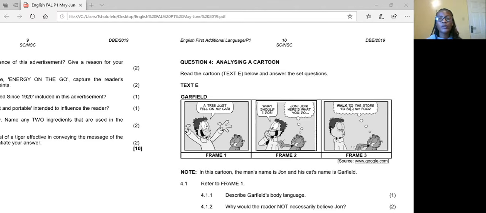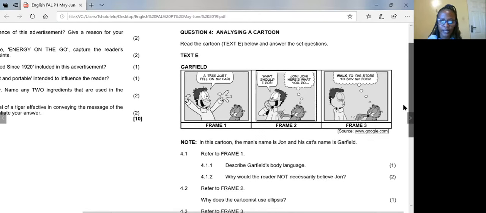You will see that it will be easier for us to come up with the responses because already we've done justice in as far as unpacking the cartoon. Now the first question says refer to frame 1.